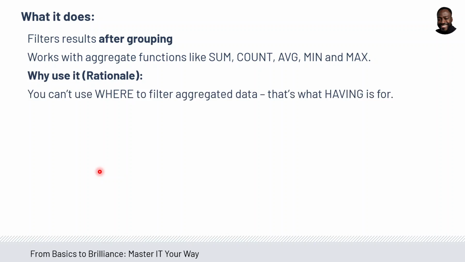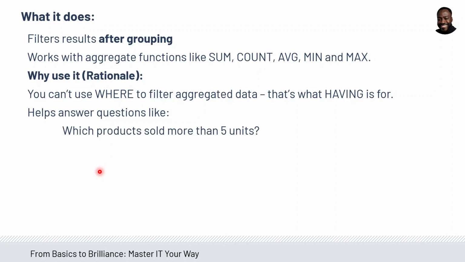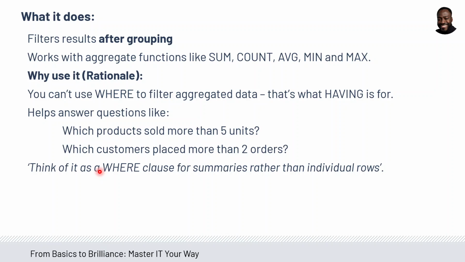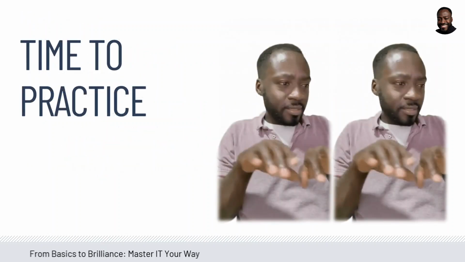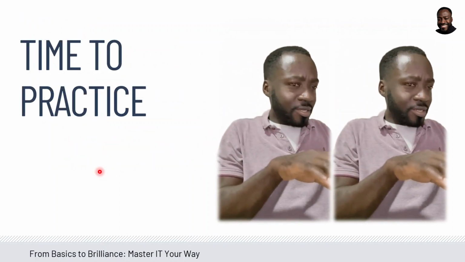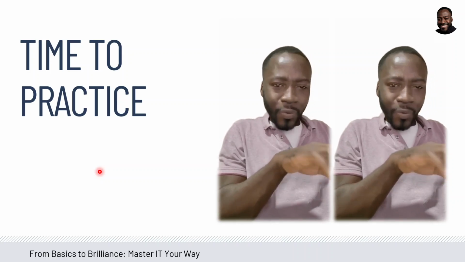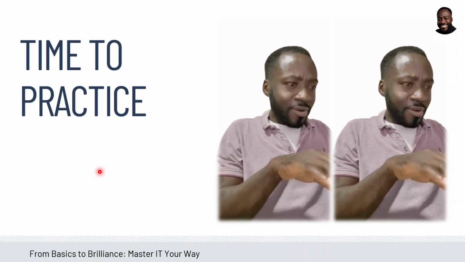What's the rationale behind the use of HAVING? You can't use WHERE to filter aggregated data. That's what HAVING is for. It also helps answer questions like which products sold more than 5 units, or which customers placed more than 2 orders. Just think of it as a WHERE clause for summaries rather than individual rows. Now let's try to make sense of this by practicing with our data set.